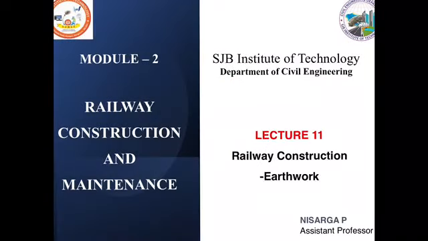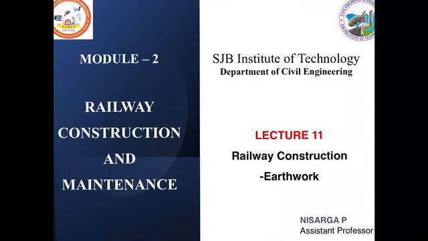Hello students, in this session let us start our discussion with module 2, that is railway construction and maintenance. In the first module we discussed the various components in the railway track, and the requirements, methods and types of various track components. Along with that we discussed some of the geometric elements with respect to the railway alignment and the surveys to be conducted in the railway alignment. Now we'll continue with the discussion on the railways.